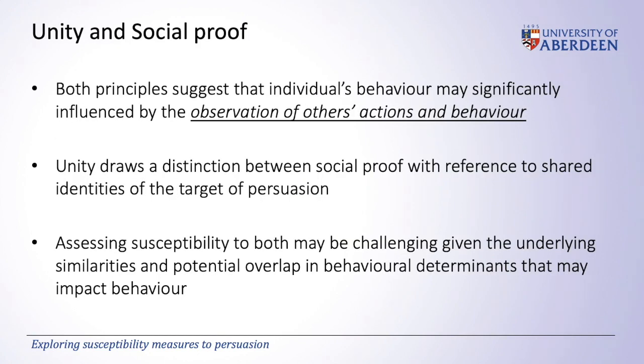So there are underlying similarities between social proof and unity with regards to how our behaviour may be influenced by observing the actions of others. The distinction lies with how unity refers to the shared identities or groups that the target of persuasion consider themselves to be a member of. However, given the underlying reference to the behaviour of others, there is a potential overlap of what factors may influence behaviour.